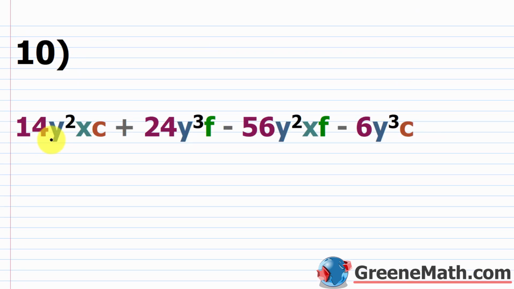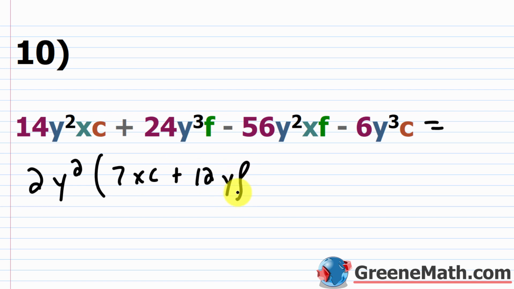So we have 14y squared xc plus 24y cubed f minus 56y squared xf minus 6y cubed c. So it looks like my GCF here would be 2 for the number part, and then everything has a y squared, so let me pull that out. So 2y squared, so you'd have 7 and then xc, and then plus you would have 12 and then yf, and then minus you would have 28, you would have xf, and then minus you would have 3yc.